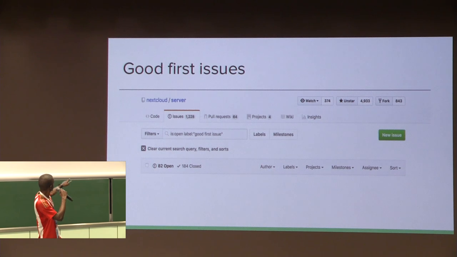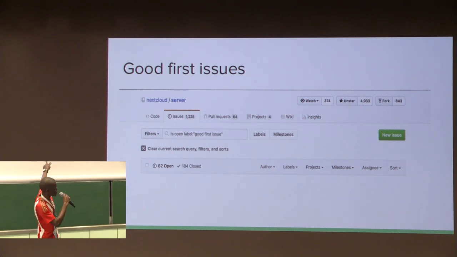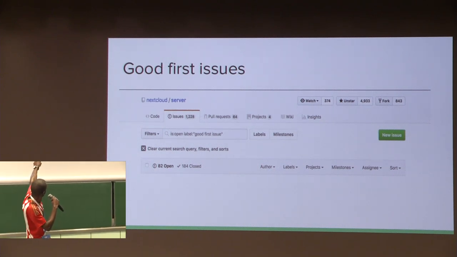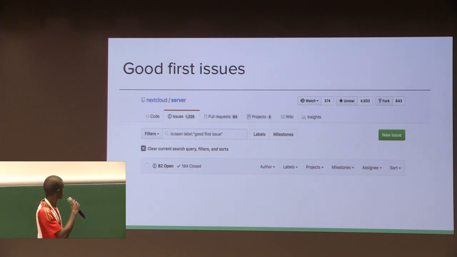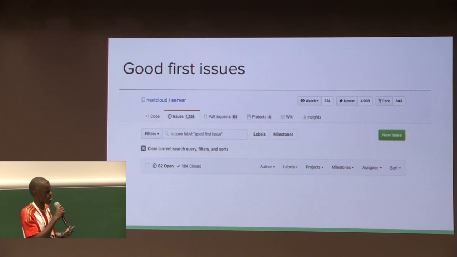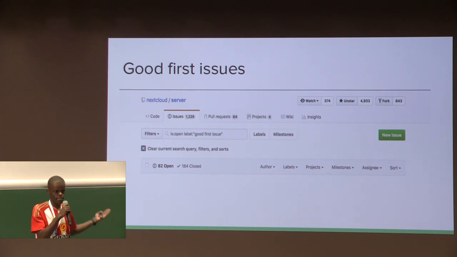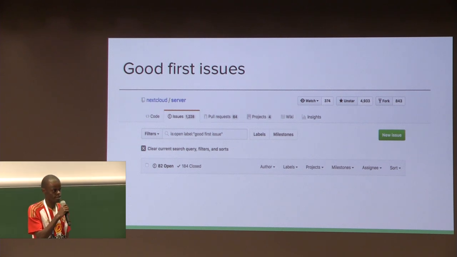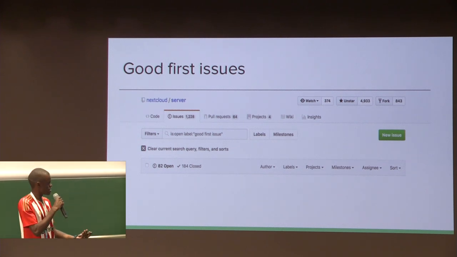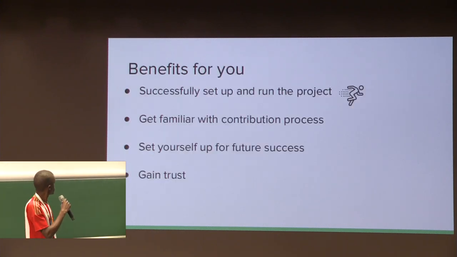So there are good first issues, labeled like that on GitHub. If you filter, you'll see there's a label called good first issue, and when I took this screenshot, there were 82 open issues. These are issues that are easy to get started with, and if you think about it, that means there are 82 potential contributors who can start contributing to Nextcloud. So if you really want to get started, it's a good idea to start with that.